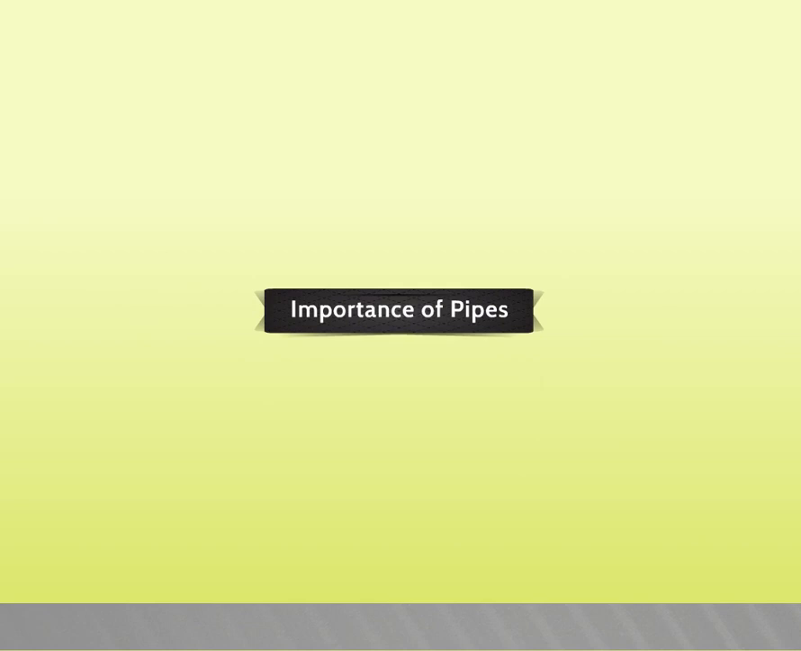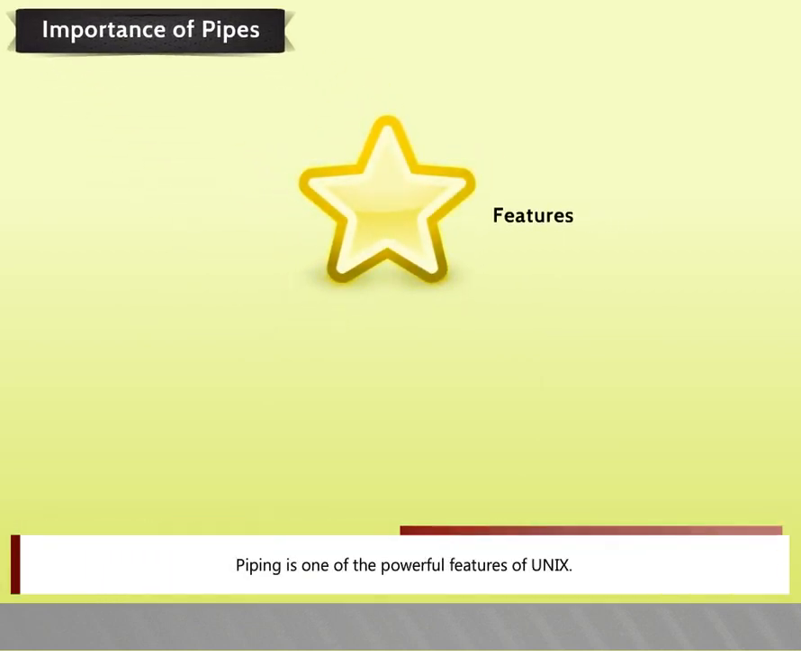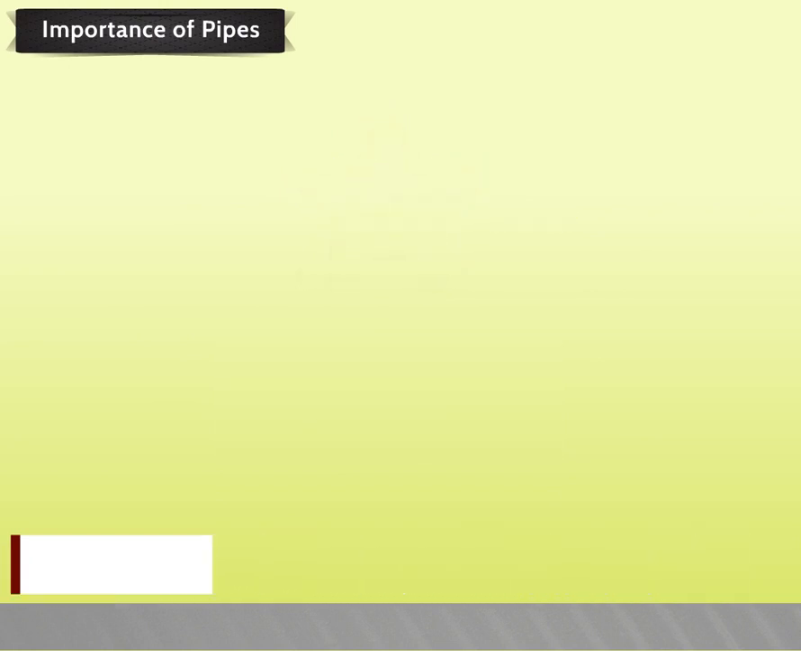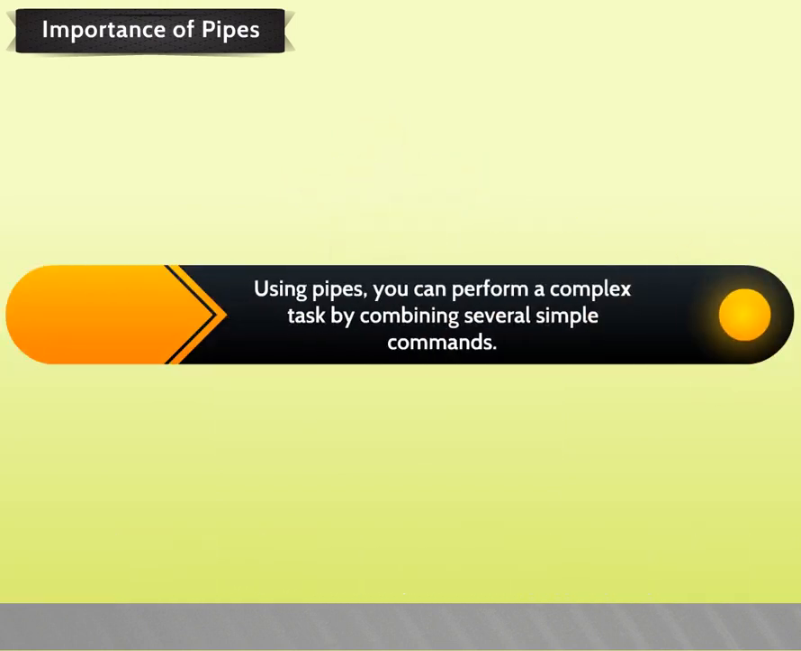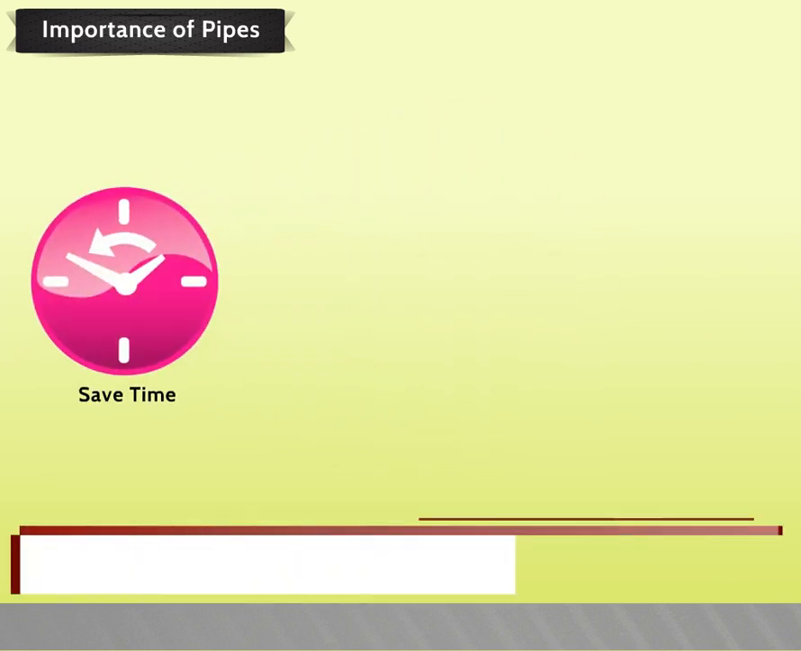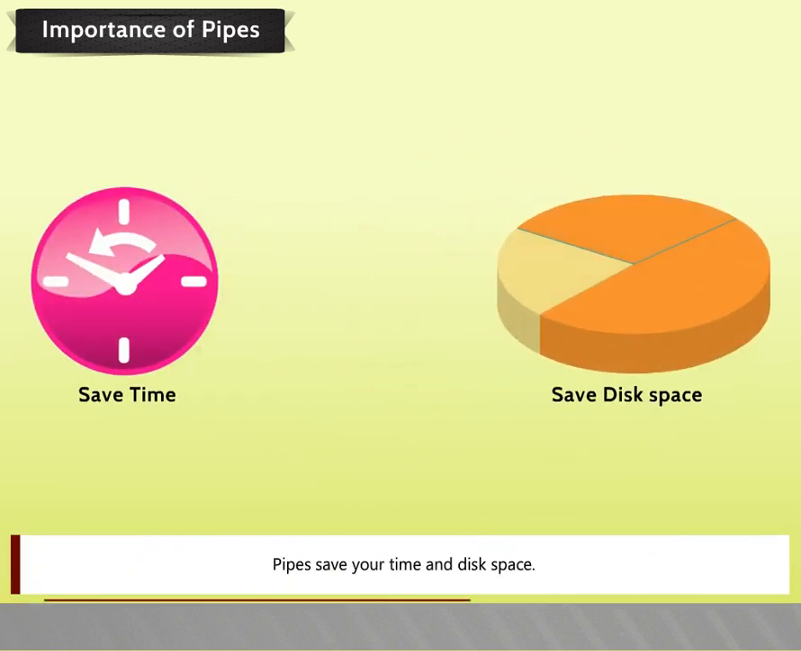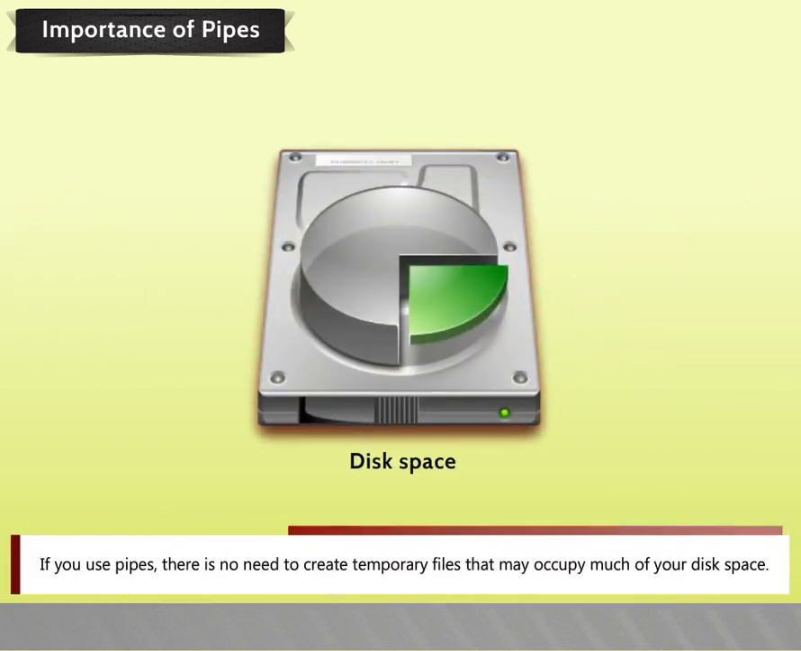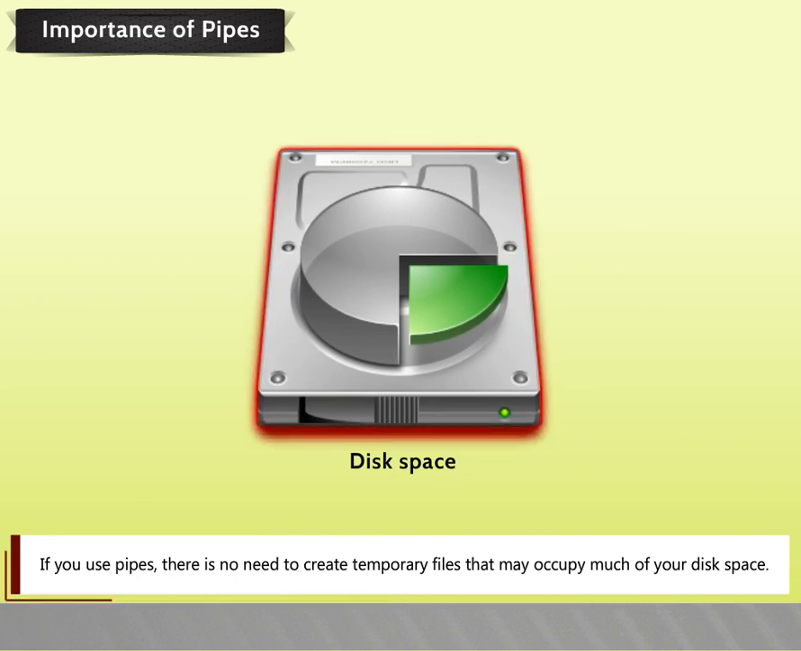Importance of pipes. Piping is one of the powerful features of Unix. Using pipes, you can perform a complex task by combining several simple commands. Pipes save your time and disk space. If you use pipes, there is no need to create temporary files that may occupy much of your disk space.